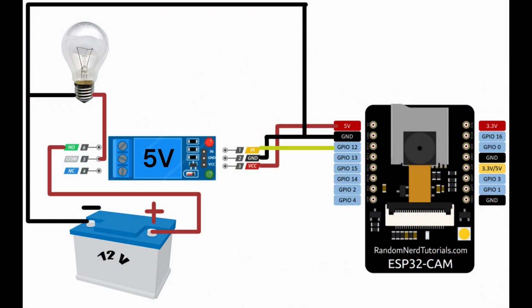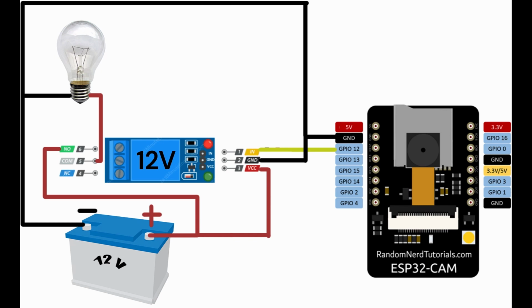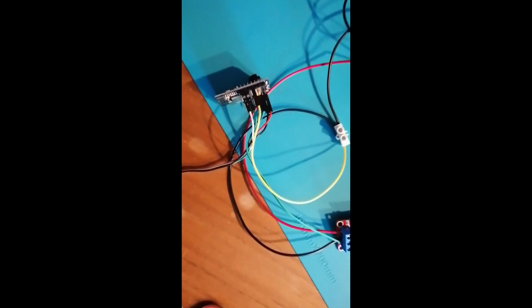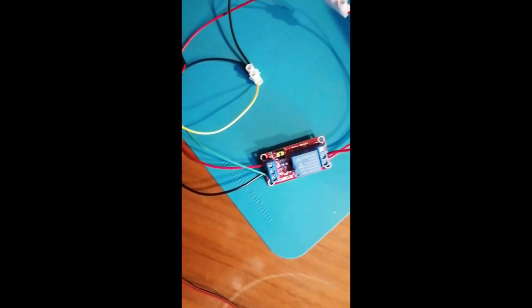This is how we connect if we are using a 5-volt relay. This is because the ESP32-CAM module can output 5 volt on its 5V pin. This is how we connect it for a 12-volt relay, which is the one I am currently using. The ESP32-CAM is just connected to the ground and signal pin on GPIO 12, and the power is provided from the 12-volt battery. This is how it could look like in an installation.